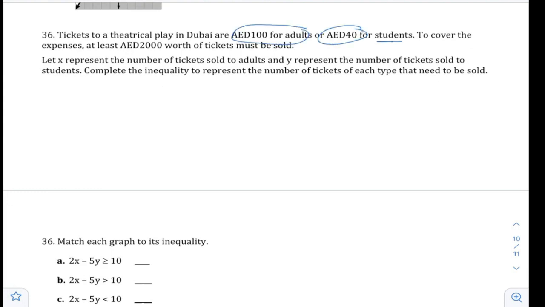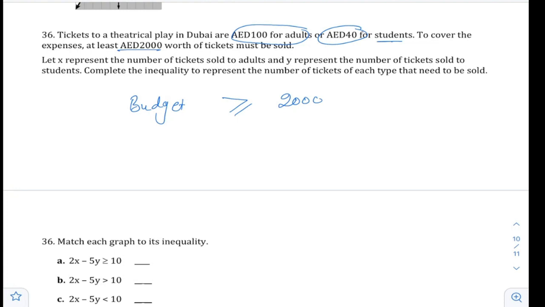Tickets to a play at a theater in Dubai are 100 dirhams for adults and 40 dirhams for students. To cover expenses, at least 2,000 dirhams worth of tickets must be sold. So we need at least, a minimum. So the amount should be more than, at least, definitely 2,000 dirhams. This is what we understood.